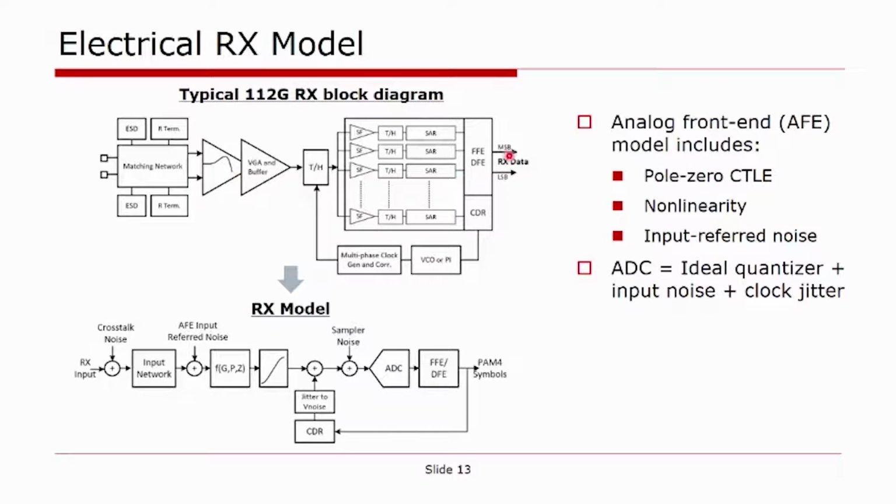Here's the corresponding picture for the receiver side. So on the top again is a block diagram of an actual 112 gig receiver, including the input matching network, the analog front end, followed by ADC and the DSP, and the clocking loop closed through a CDR.